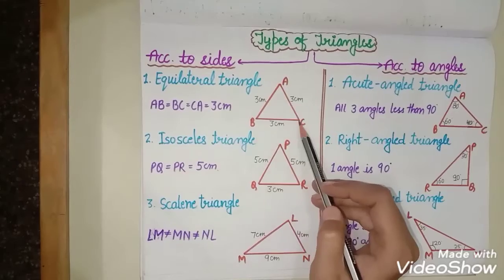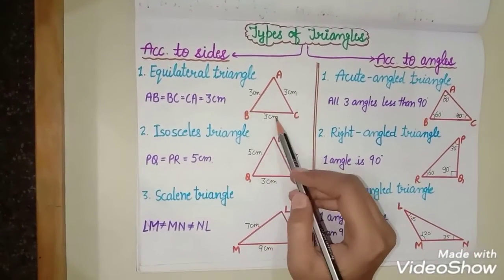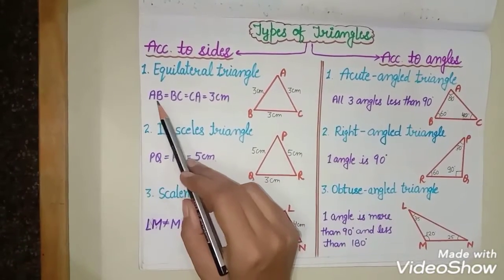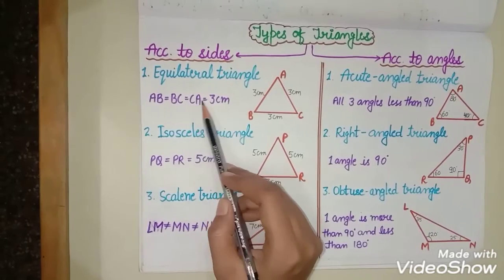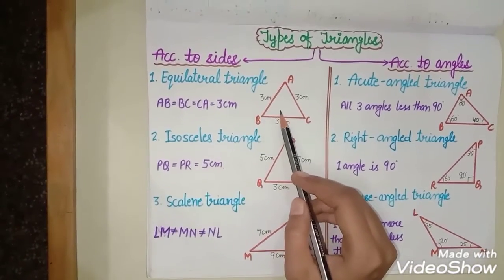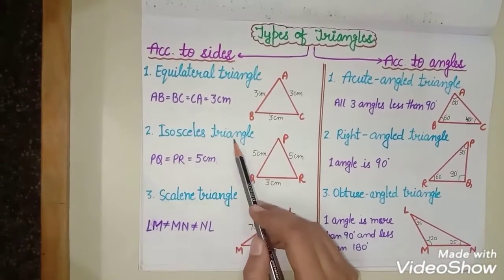In this triangle ABC, AB is 3 cm, BC is 3 cm and CA is also 3 cm. Means AB equal BC equal CA equal 3 cm. So this is an equilateral triangle.